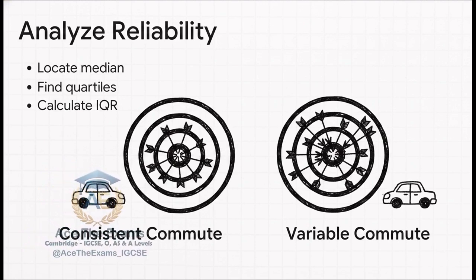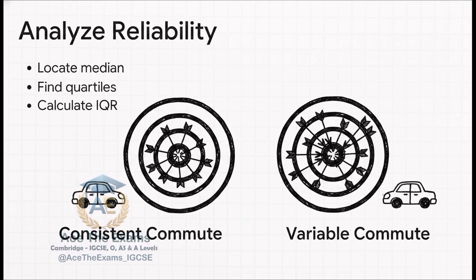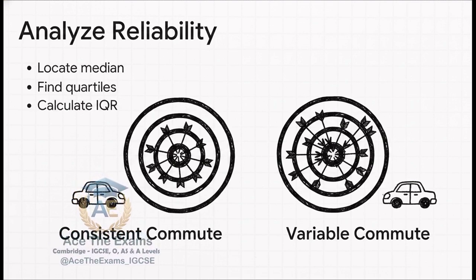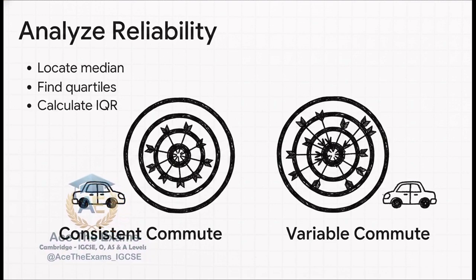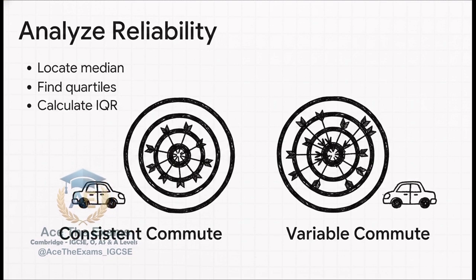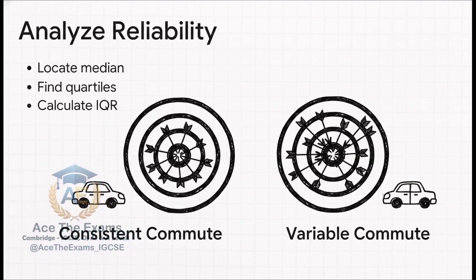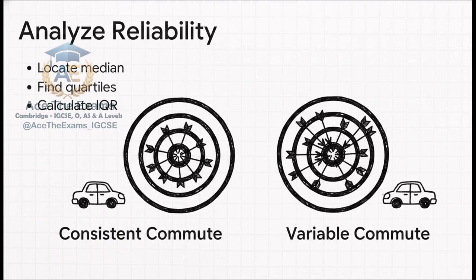The interquartile range, or IQR, looks at the middle 50% of the data. If that spread is very tight, it means your commute time is highly predictable. But if the IQR is wide, well, it means you might get to work in 15 minutes one day and 45 minutes the next, which is a nightmare. In statistics, a smaller IQR always equals greater reliability.